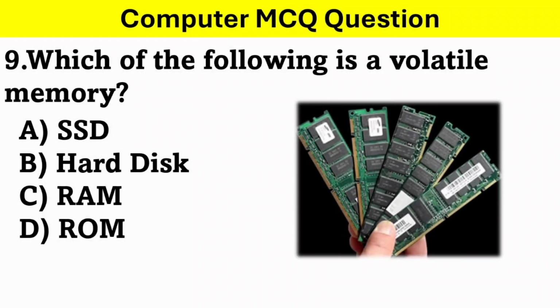Which of the following is a volatile memory? A. SSD. B. Hard disk. C. RAM. D. ROM. The correct answer is RAM.